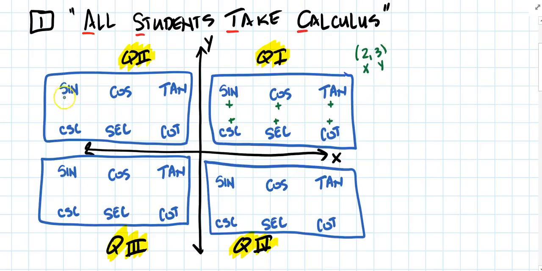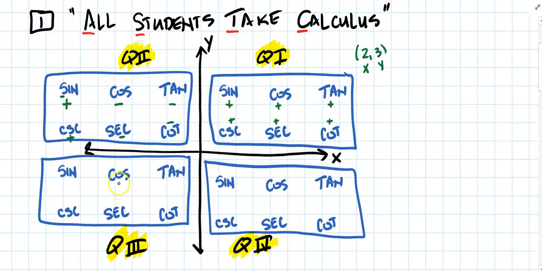In quadrant 2, the sine, since it's the S value, is going to be positive. That's going to make the cosecant also positive, but cosine will be negative. That's going to make the secant negative. And since tangent is just sine over cosine, a positive divided by a negative is going to be negative. Since cotangent is the reciprocal, the cotangent is also negative. So in the phrase, the S stands for sine in quadrant 2, meaning that's positive.